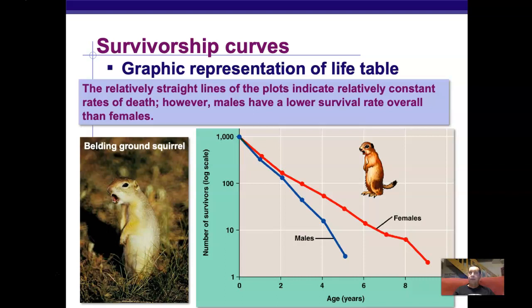So in this case, you have a relatively straight line that basically has a constant death rate. Males have a lower survival rate than females in this case, but the chance of dying at any particular age is pretty much the same in this ground squirrel population.